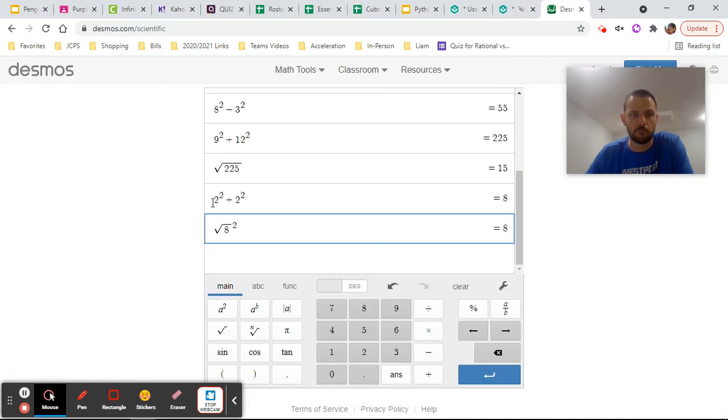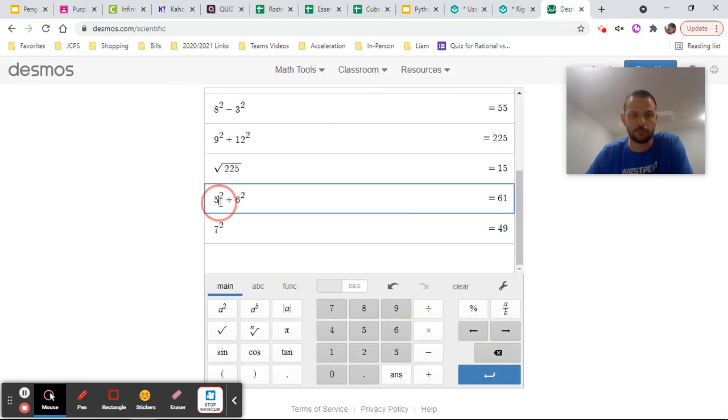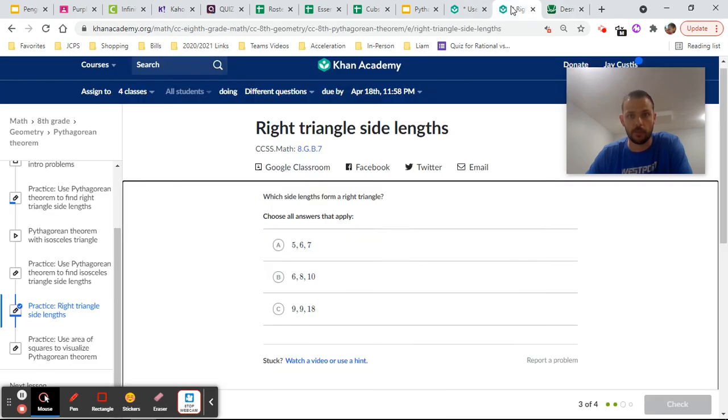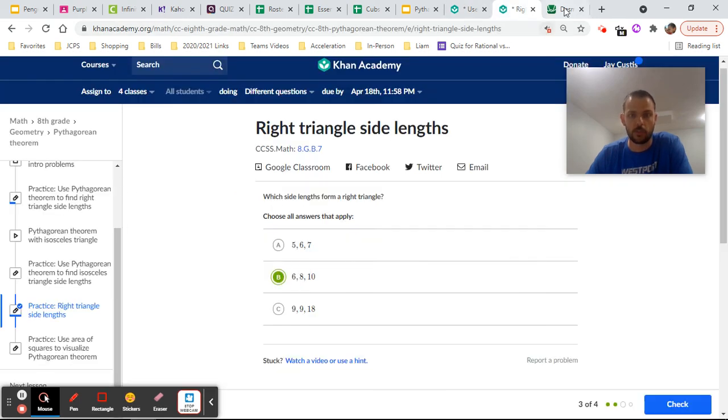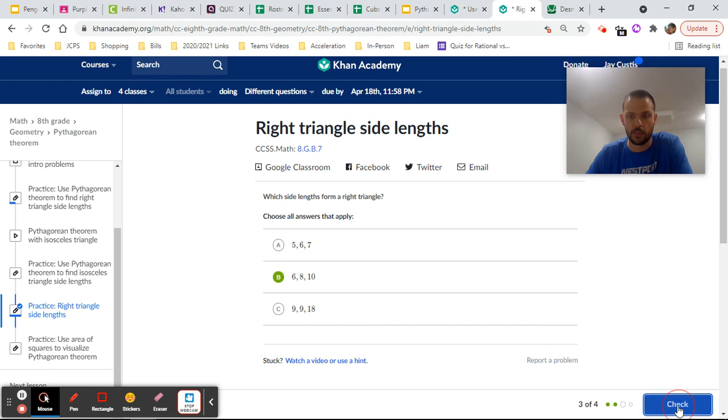5, 6, 7. So that one's not. 6, 8, and 10. 6, 8, and 10. Yep, that one is. Both sides equal 100. And then we have 9, 9, and 18. That one's not. So we just got 1 this time.